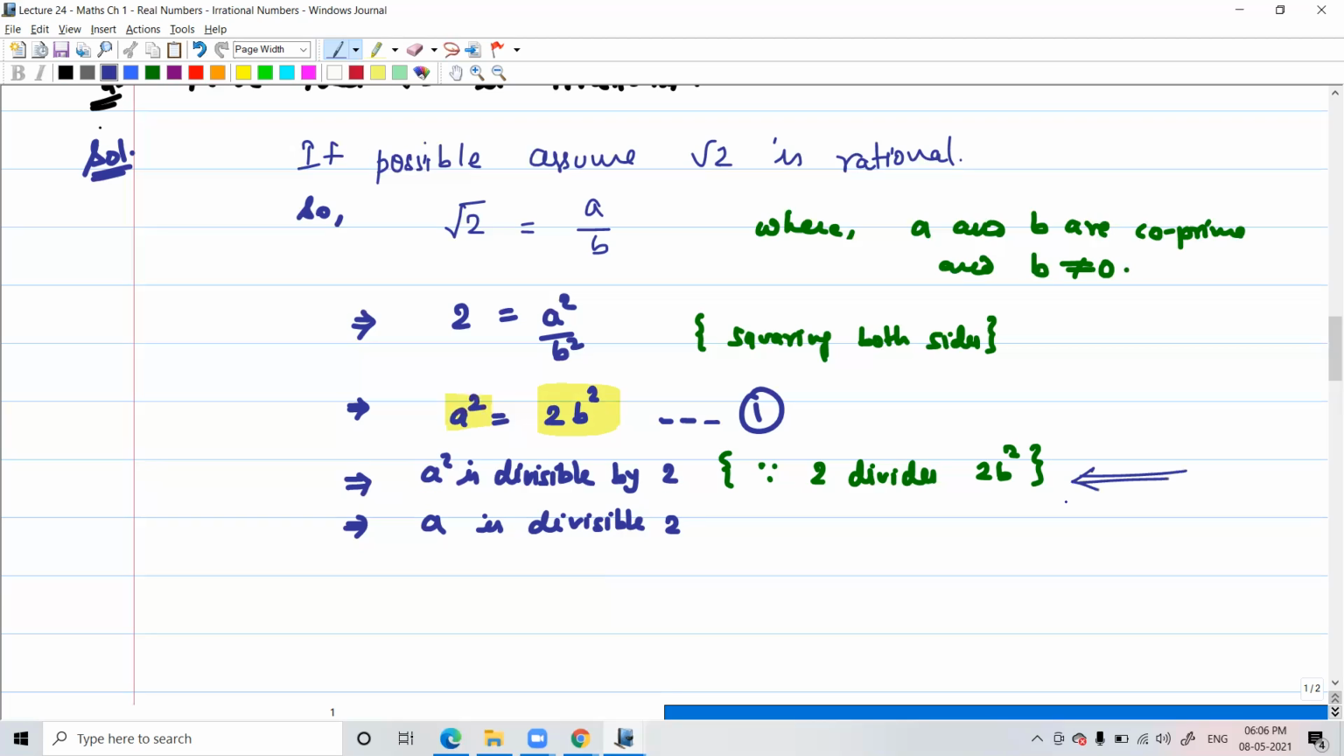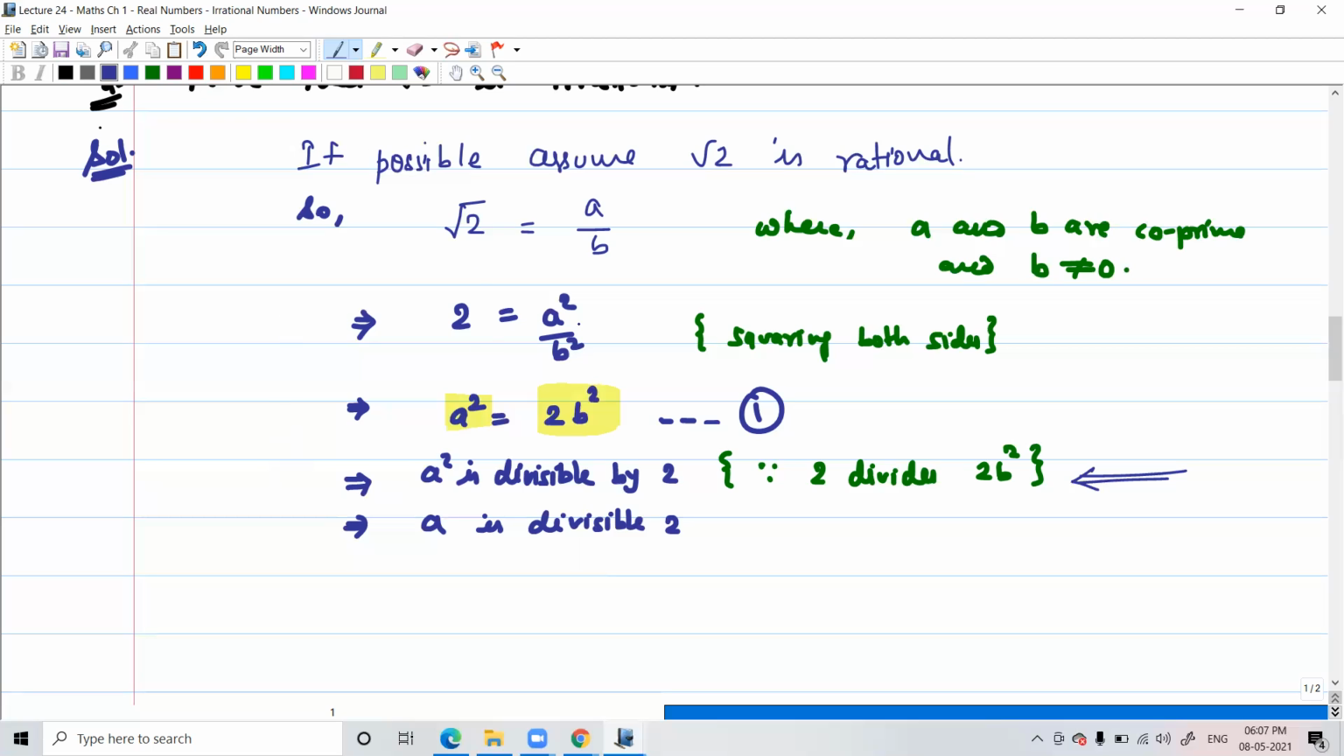Sir, we can take 2 to left side now, sir. Yes, we can. But this is the thing which we want to prove. We want to take it in such a way that we can show that a square has 2 as a factor. We want this result to be like this. You will understand why we are doing that. But this can be done. That's what you have to understand as of now.